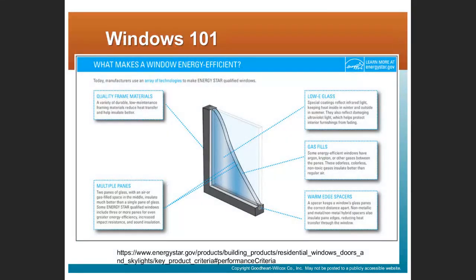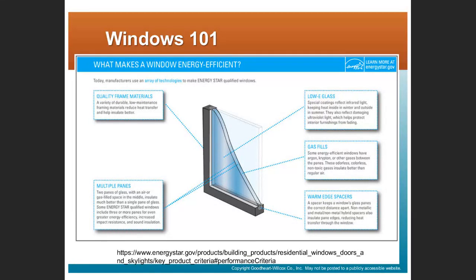So what are some of the things that make a window energy efficient? It has to do with the quality of the frame, multiple panes of glass, two panes or three panes of glass, double glazed or triple glazed windows. And then we can play around with what's on the surface of that glass and what gases fill the space between those panes of glass. These are the things that go into high performance windows.